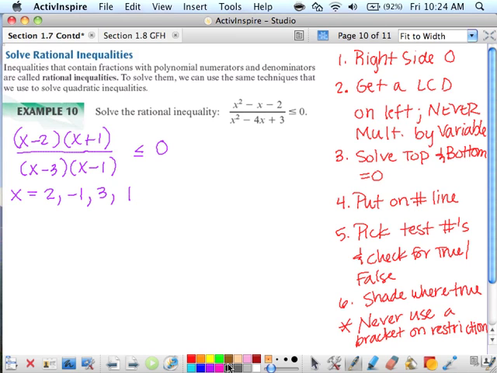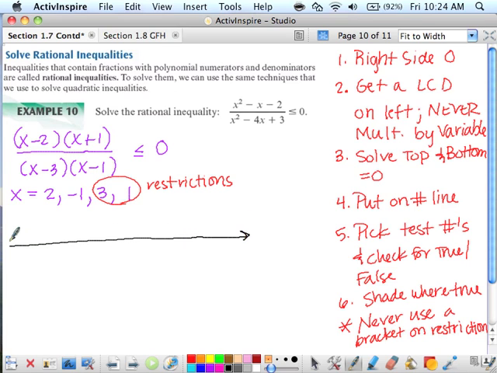Let's look at it. Can you go ahead and find your restrictions? Yes, definitely. If you want to go ahead and mark your restrictions so that you'll know which 2 are restrictions: 3 and 1. These 2 right here are restrictions, and that means they cannot have a bracket when we get to the end. But you still have to put them on the number line. You just can't put a bracket on them.